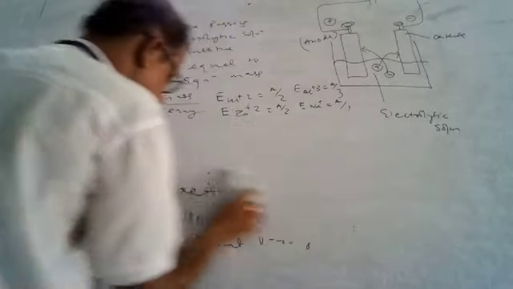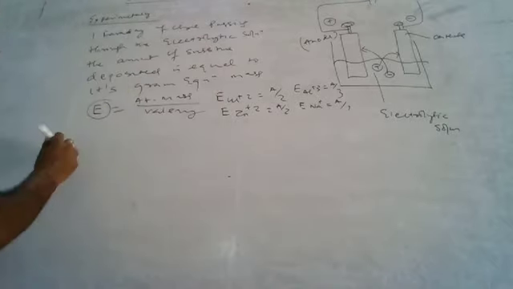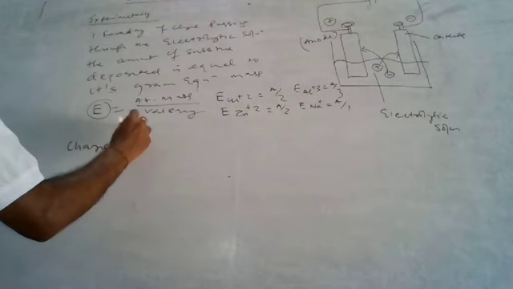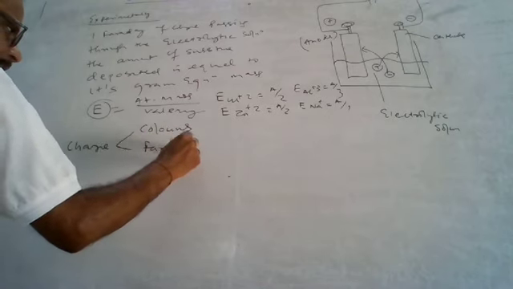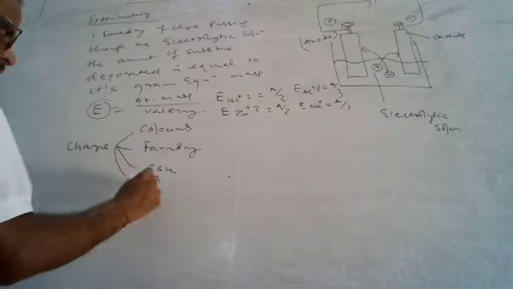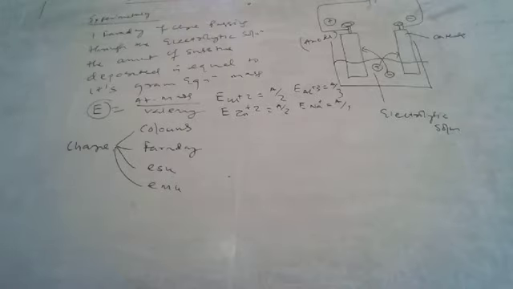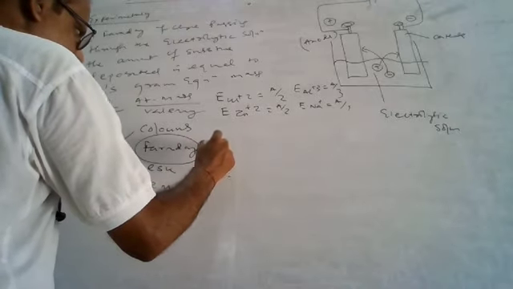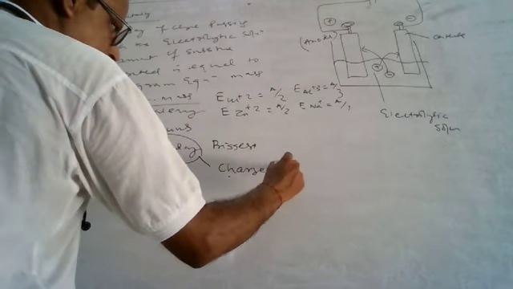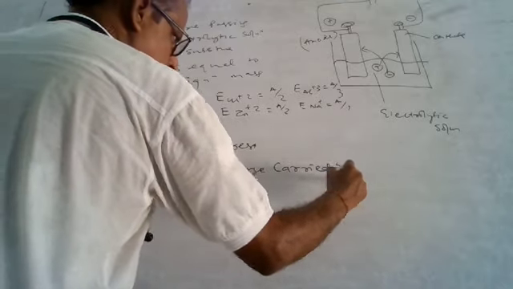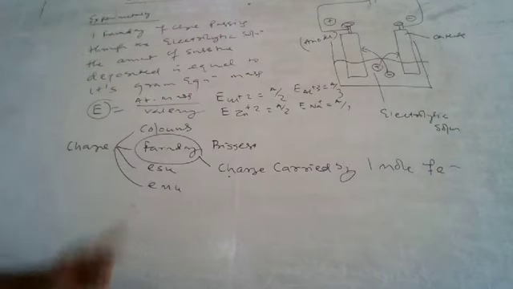So you know the charge, the electric charge. But Faraday is the biggest unit of charge. And 1 Faraday is the charge carried by 1 mole of electrons. The charge carried by 1 mole of electrons is called 1 Faraday.